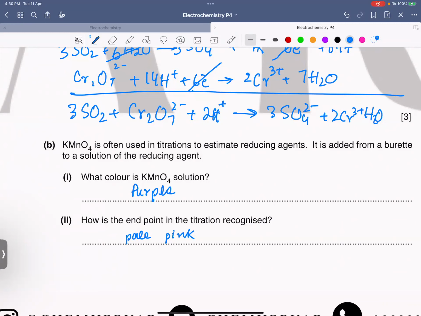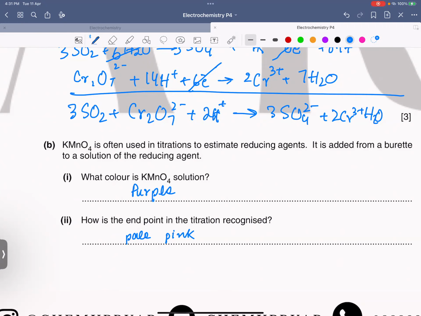So how could you say that it's an endpoint? At the moment when all the reactant in the flask is actually consumed, and after that you add the next drop, that next drop does not react, so the color doesn't change. Instead, it is spread in the whole container, giving you the pale pink or pale purple color. Is this understandable to everyone? So this is the difference while writing the color change.